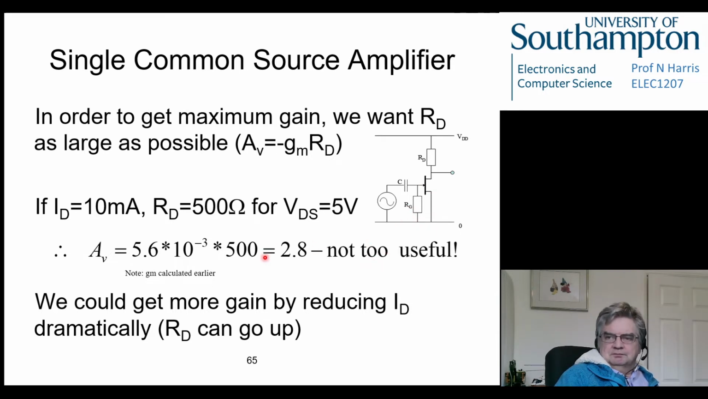But it turns out, paradoxically, we could actually get more gain by reducing the value of ID that's biasing this system, because if we reduce the current through here, we can make RD go bigger. If there's less current, there's less volts dropped across it, and we want more volts dropped across it, so we have to make the resistance bigger, and then this scaling factor goes up. But GM also goes down, so the question is, how much does this go down compared with how much this goes up? Is there a trade-off?